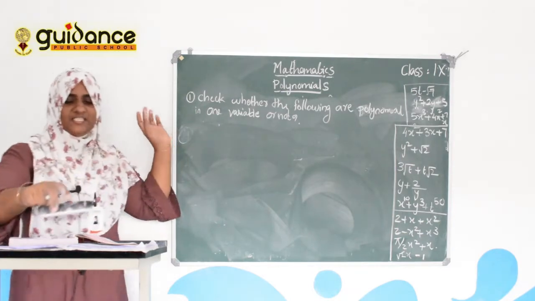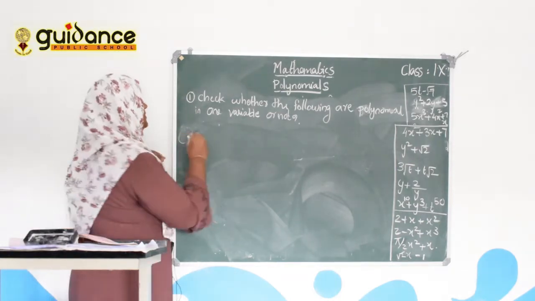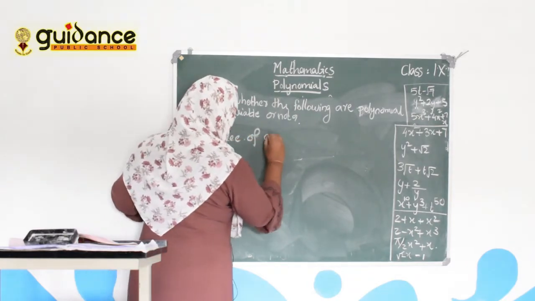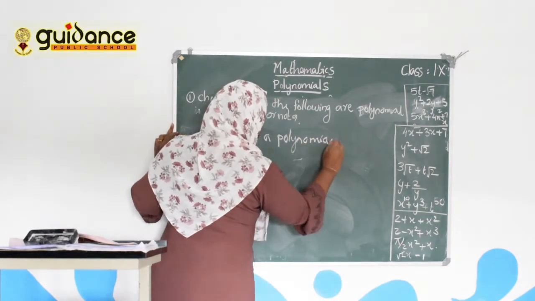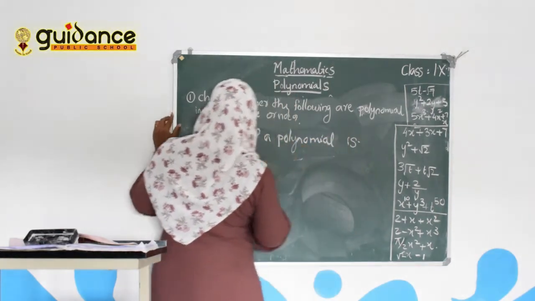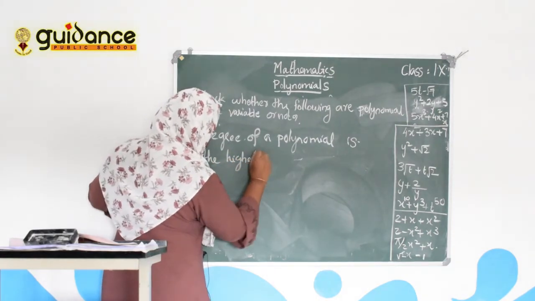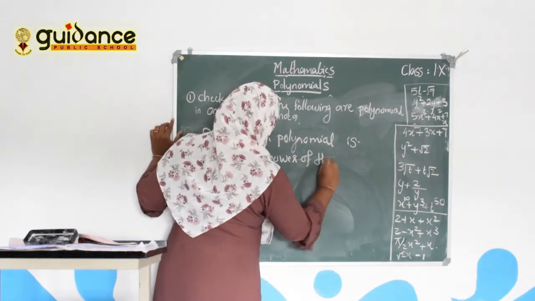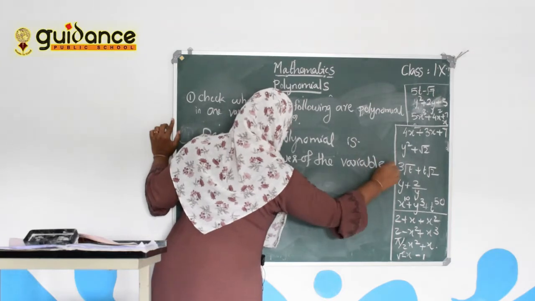Then next topic, degree of the polynomial. What is the degree of a polynomial? The degree of a polynomial is the highest power of the variable. Okay, highest power. Degree of a polynomial is the highest power of the variable.